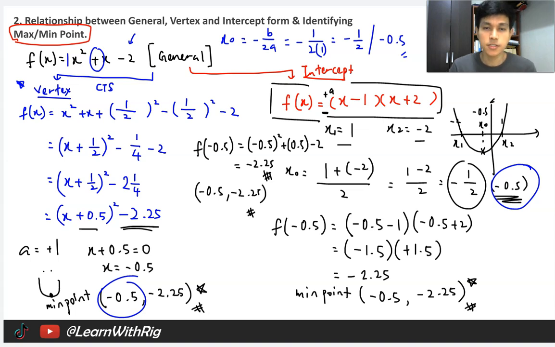Okay, so this is a shortcut, right? A shorter way for you to get the minimum or maximum point using the general form. But most of the time you'll be using either vertex form, sometimes intercept form. Most of the time it is vertex form, right? So now let us go through some more examples.